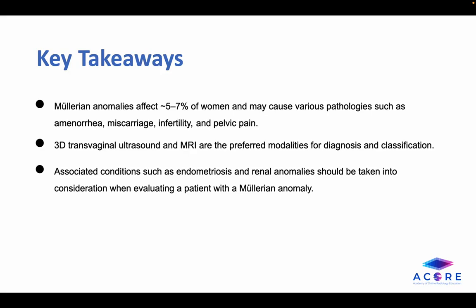So to summarize, Müllerian anomalies affect around 5 to 7% of women and can present with pelvic pain, amenorrhea, infertility, miscarriage, and other reproductive complications. MRI and 3D ultrasound are the most effective imaging modalities for diagnosing and classifying these anomalies. When evaluating these patients, clinicians should also consider renal abnormalities and the potential presence of endometriosis, especially in obstructive anomalies.